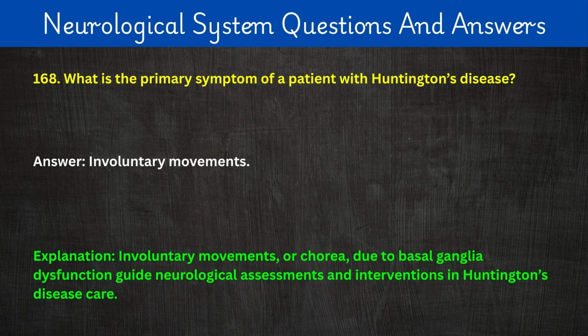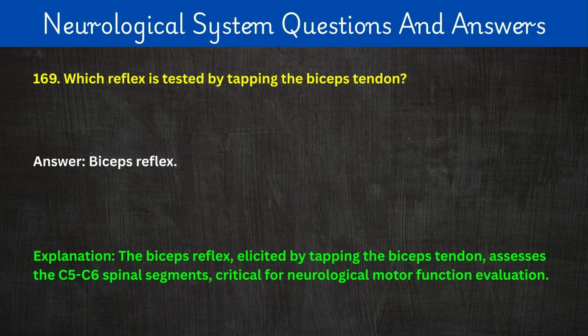168. What is the primary symptom of a patient with Huntington's disease? Answer: involuntary movements. Explanation: involuntary movements, or chorea, due to basal ganglia dysfunction guide neurological assessments and interventions in Huntington's disease care.